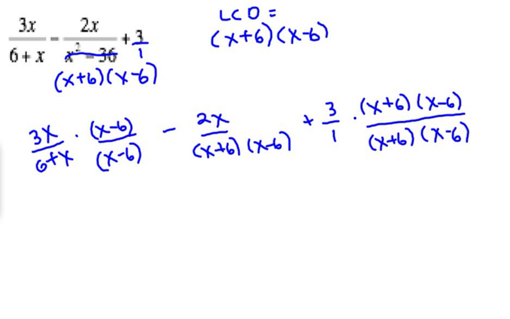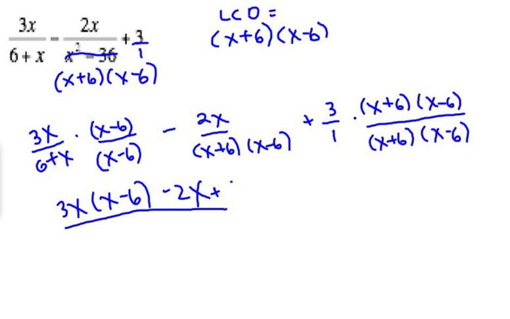So now, it's a very crooked line, isn't it? I have 3x times x minus 6 minus 2x plus 3 times, and remember that x plus 6, x minus 6 came from x squared minus 36. So that's what I've got there. And now I'll distribute, oops, what did I forget? Forgot to write my denominator. That's x plus 6 over x minus 6.